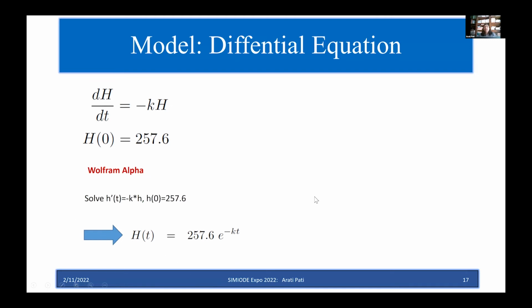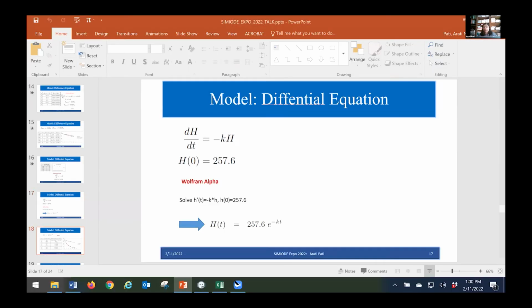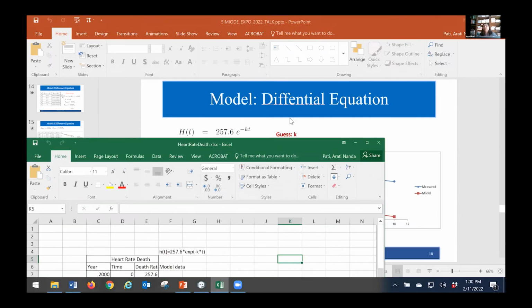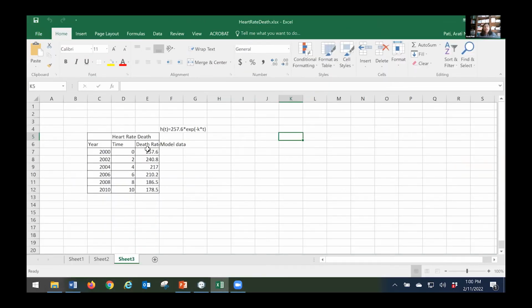Now with that solution, let's find our data. For this, I do not know what is the value of K. So let's guess the value of K as a beginning and then try to see what is happening. So this procedure I'm going to show you using my Excel spreadsheet so that you and students can also appreciate in the classroom. So let's say this is my actual data that I have taken. Now here, this is my model data that we got here, H(t) is equal to this one.